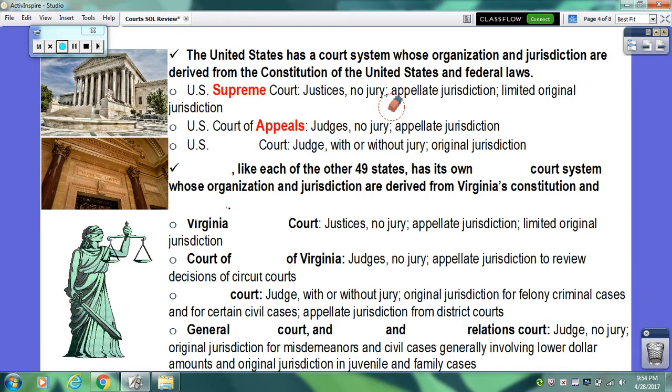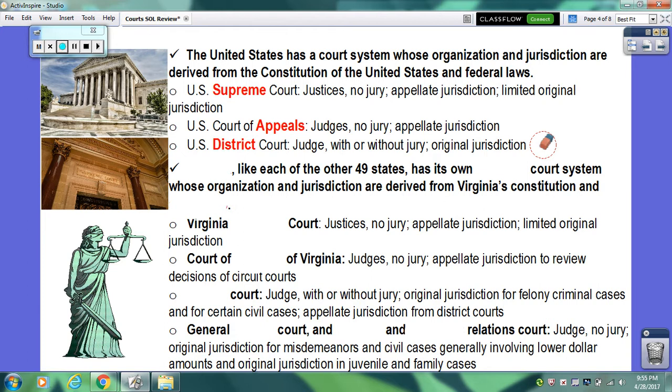So the next level of court on the federal side would be the district court, and this consists of a judge, and it may or may not have a jury. This is the only federal court that has original jurisdiction in just about every single kind of case.